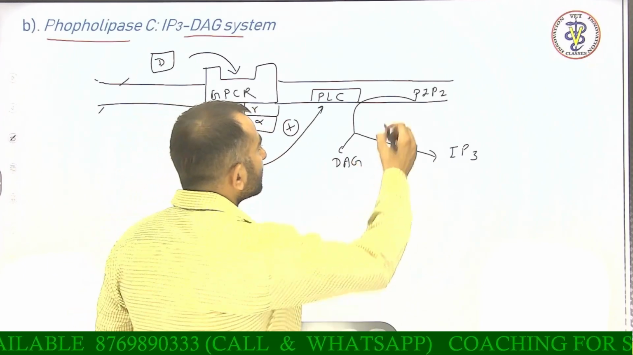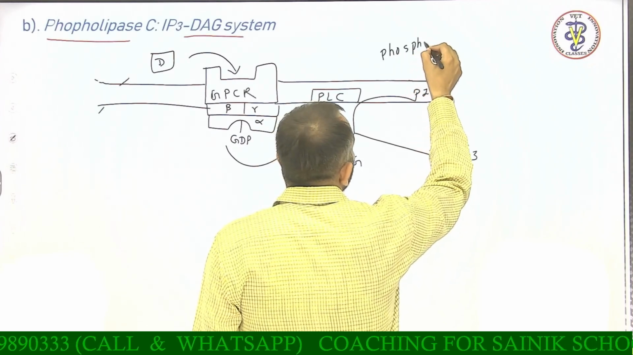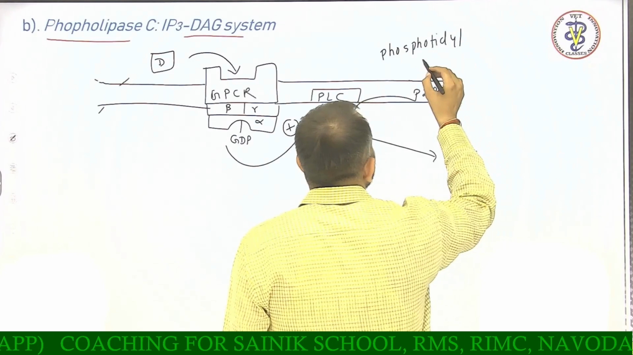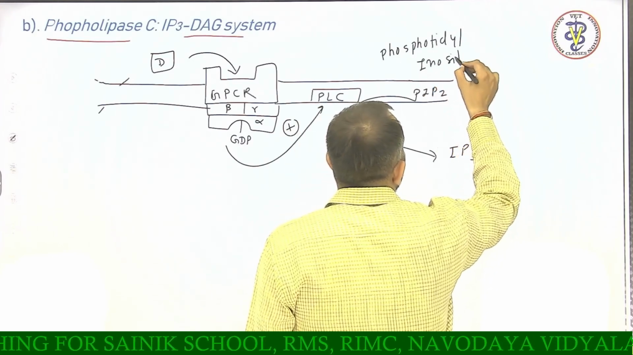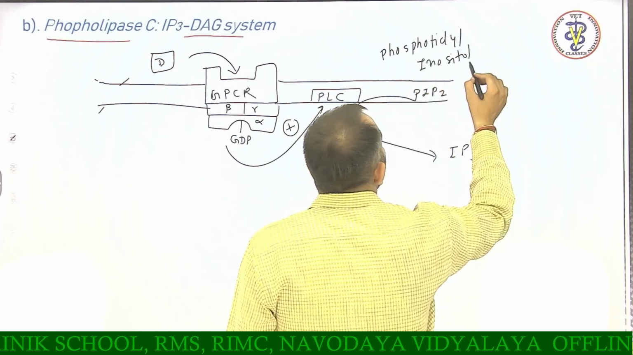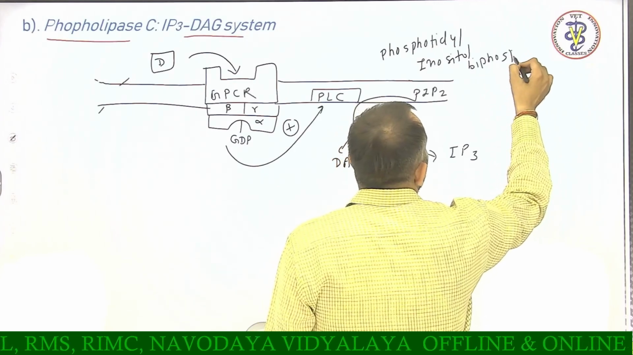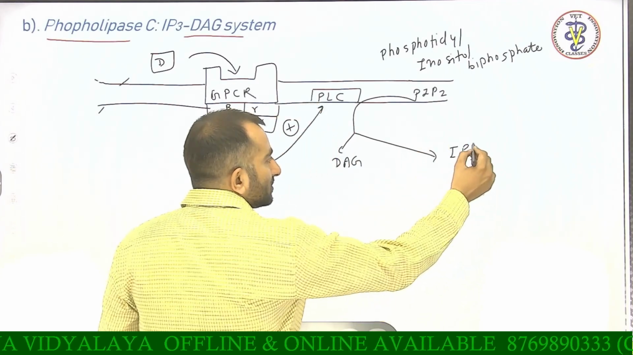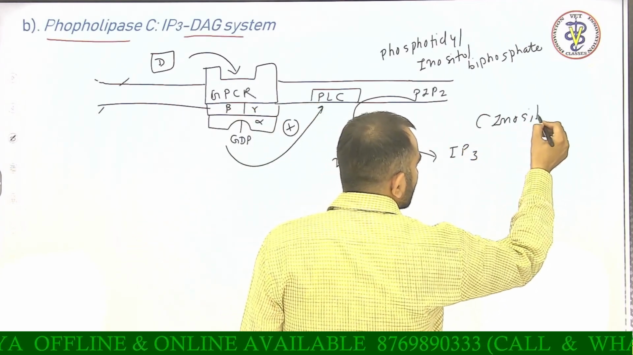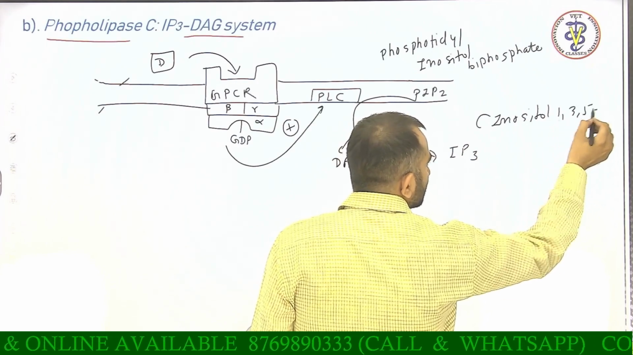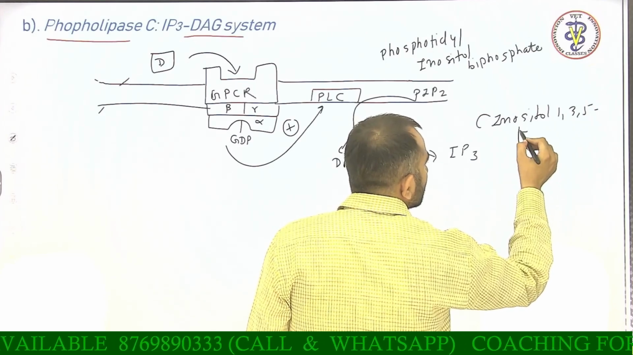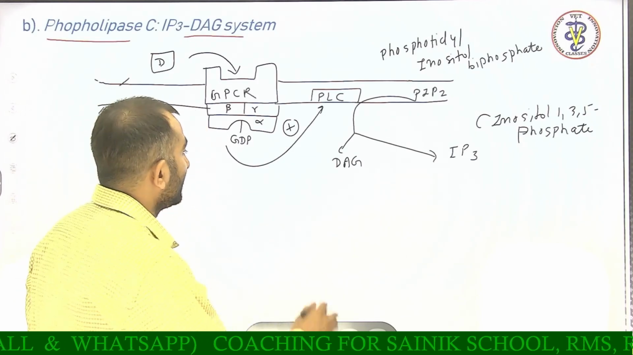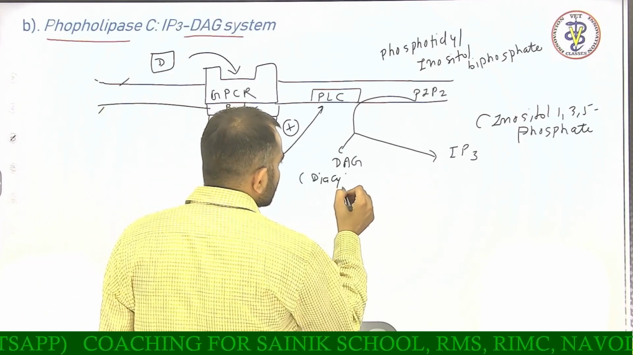Here PIP2 stands for phosphatidyl inositol biphosphate, and IP3 stands for inositol 1,3,5 phosphate, because 3 phosphates are attached with the inositol structure, and DAG here stands for diacyl glycerol.